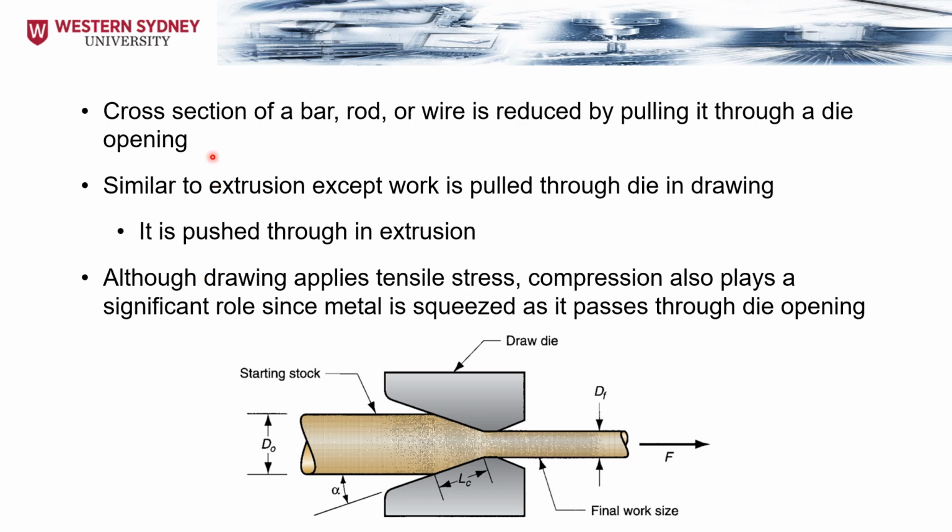So in this operation, the cross-section of the bar, rod, or wire is going to be reduced by pulling it through the die opening. Similar to the extrusion, except that the work is pulled through the die in the drawing, whereas it's pushed through the die in the extrusion. Although the drawing applies tensile stress, compression also plays a significant role since the metal is squeezed as it passes through the die opening. Okay, so again, we drag the part through the die, and thus we cause the diameter to be different.